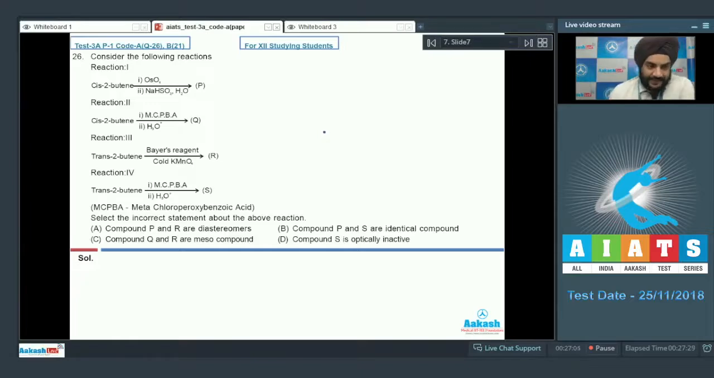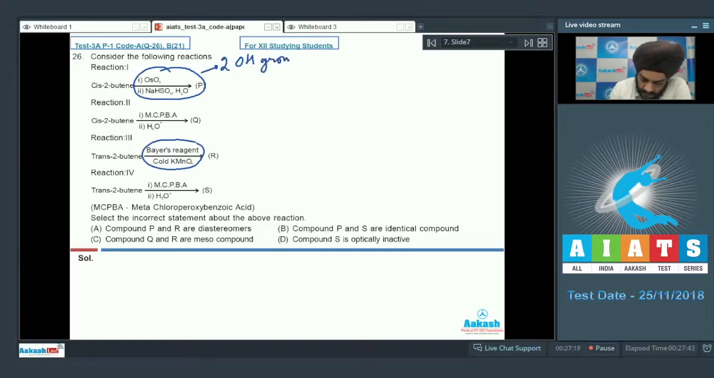So students, if we look at the reagents, we know that osmium tetraoxide and Baeyer's reagent both lead to syn hydroxylation. They both cause addition of two OH groups in a syn fashion.